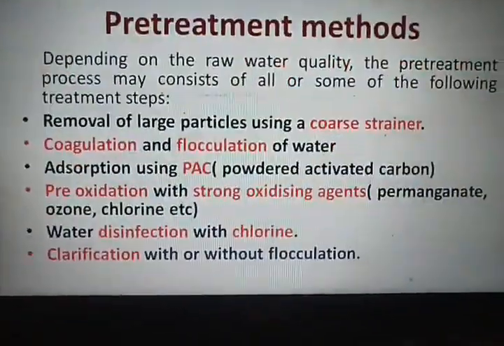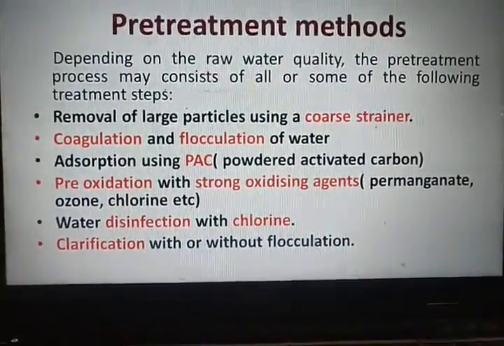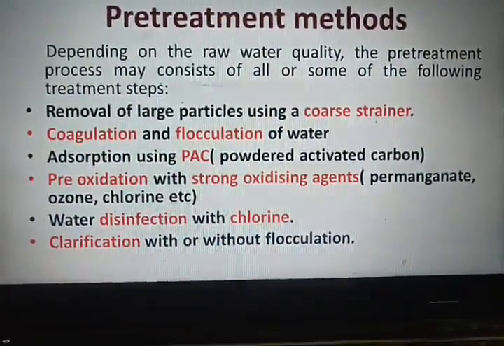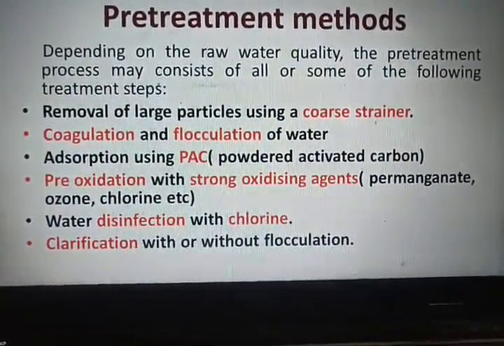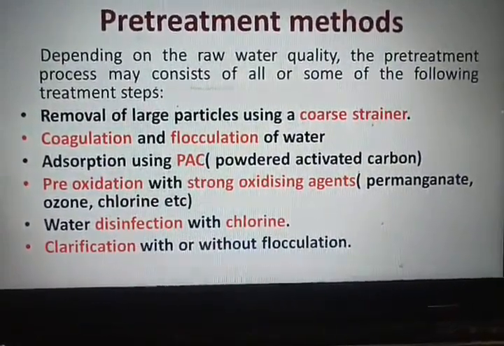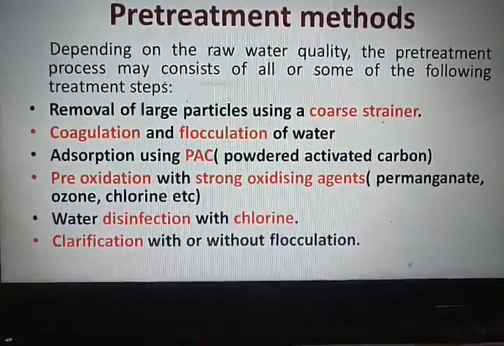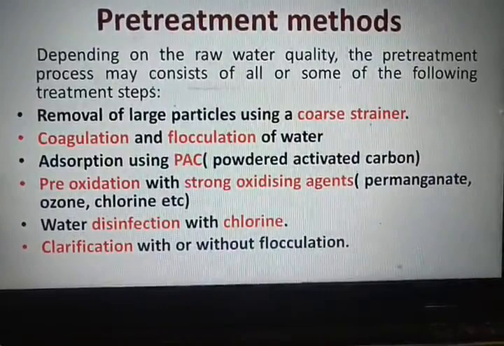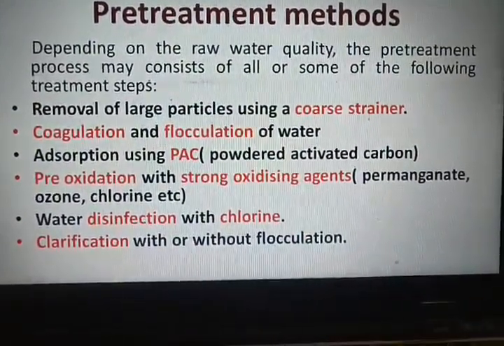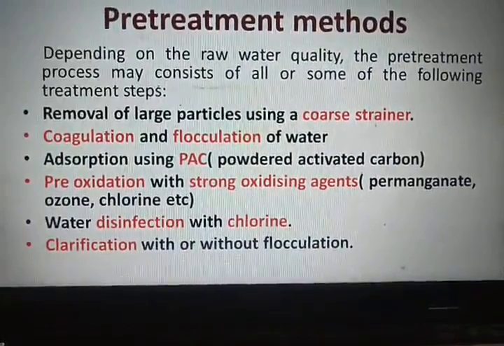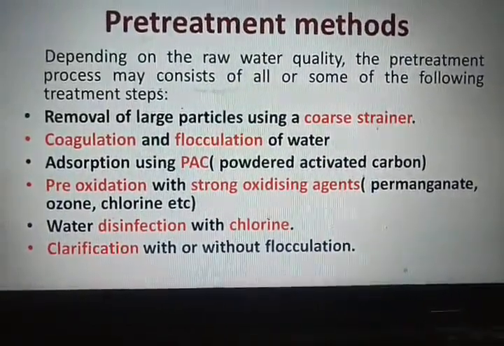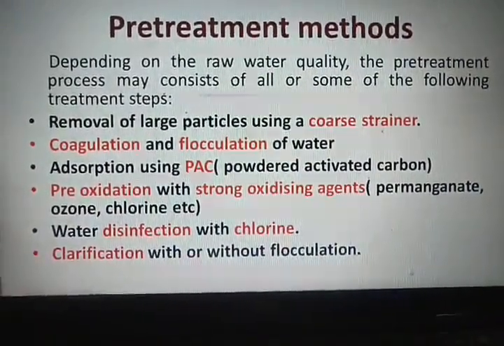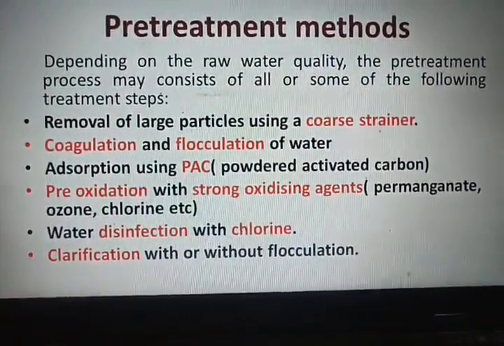Coming to the pre-treatment methods. In the previous slides we discussed the necessity of pre-treatment, that is, to increase the performance of the RO systems and also to get the maximum benefits out of RO membranes. Depending upon the quality of the raw water, the pre-treatment may consist of one or an integration of any of the following methods. So these are various methods of pre-treatment of the water before giving it a membrane treatment. The first one is the removal of large particles using a coarse strainer.